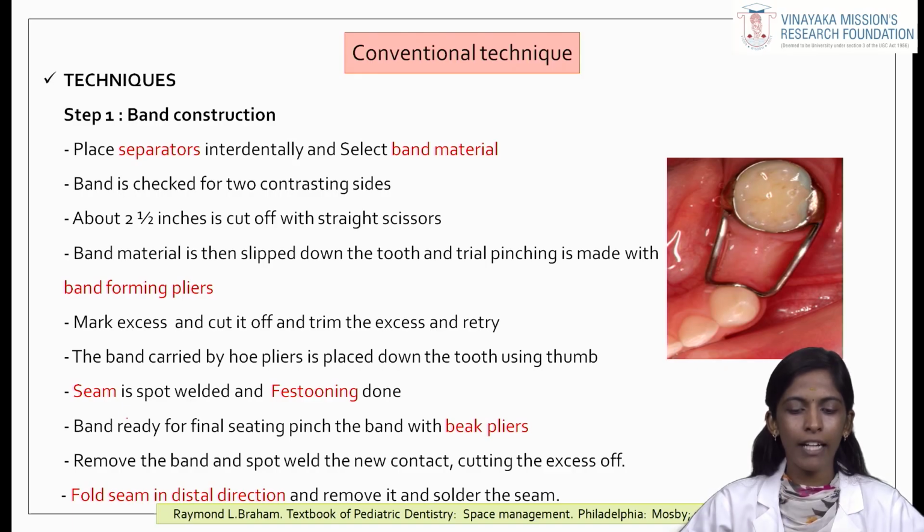Seam is spot welded and festooning is done. Band is ready for final seating. Pinch the band with the beak pliers. Remove the band and spot weld the new contact, cutting the excess off. Fold seam in distal direction, remove it and solder the seam.